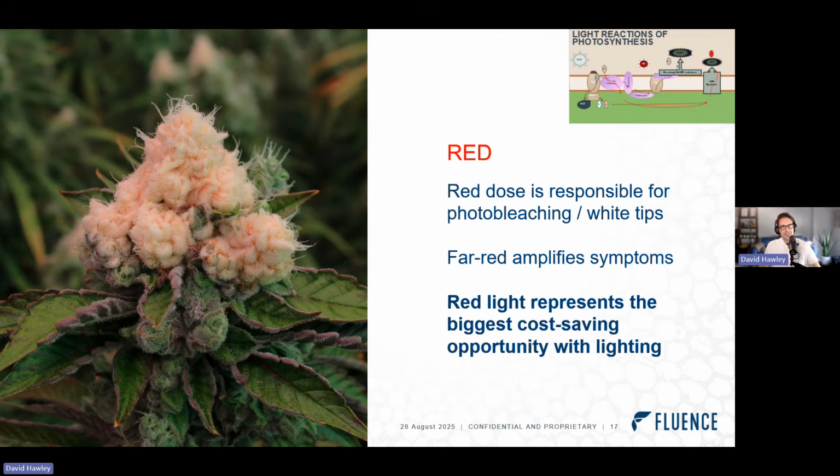Okay, red light. If you've been following Fluence's research over the last couple of years, you probably know what I'm going to say, especially when you look at this picture. Red photons are commercially important, right? Red photons are cheap to produce. And if they're cheap to produce, that means that when you have thousands of lights with a lot of red photons in your commercial operation, it means your OpEx for your lighting is relatively cheap.